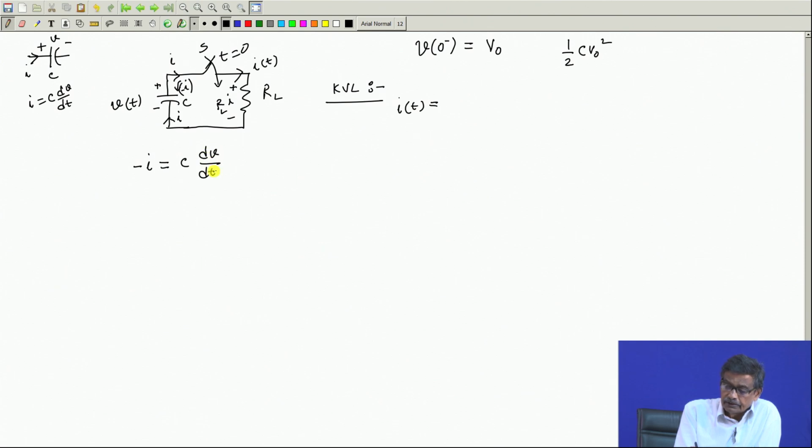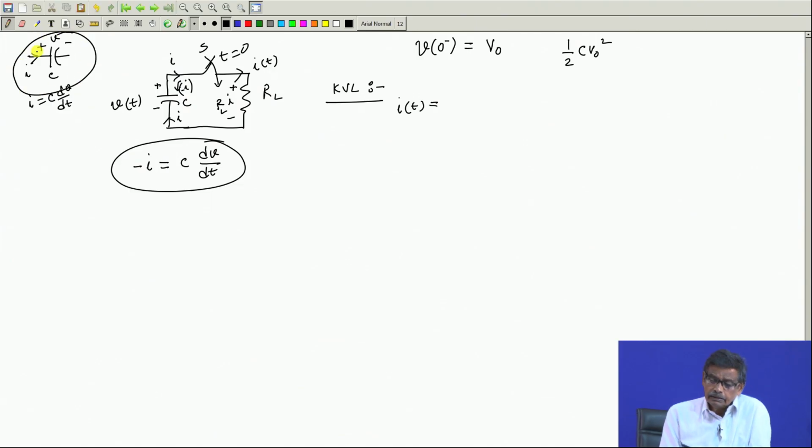This is very important to understand. You should be consistent with this. Since I have assumed the current to flow out like this, no problem, but then while writing I equal to C dV dt, you must write it minus I is entering through the positive terminal of the capacitor. So, that current is C dV dt.